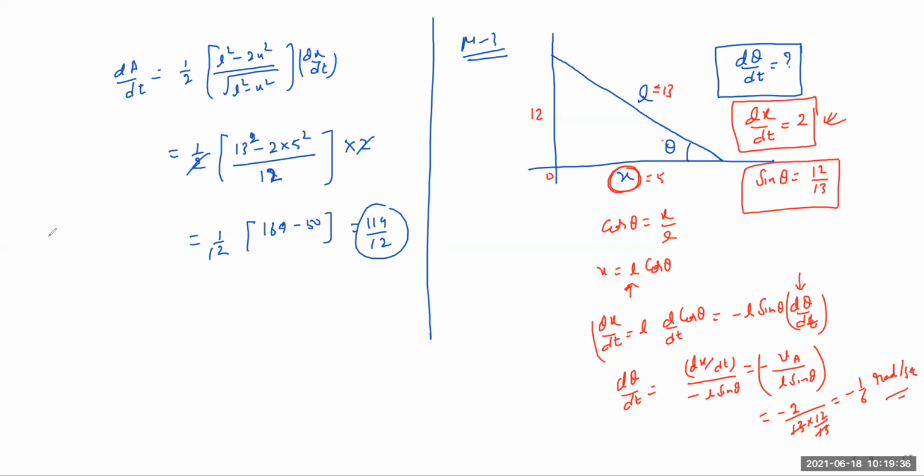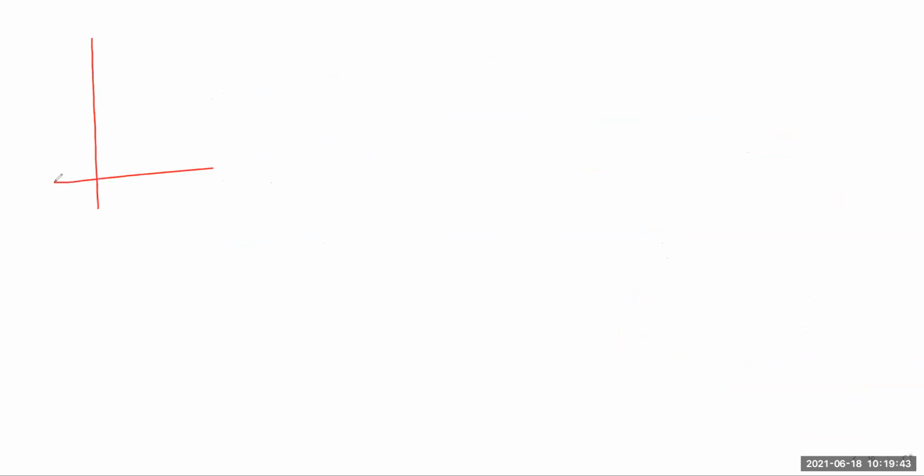Okay. So coming back to method 3, in the same question, if a rod is again going this way, I'm not changing the question. This is x, this is y. I always choose x and y if possible. When x is 5, I ask what is theta? Now the question is, if x is 5, what is the rate of change of area? What is dA by dt?